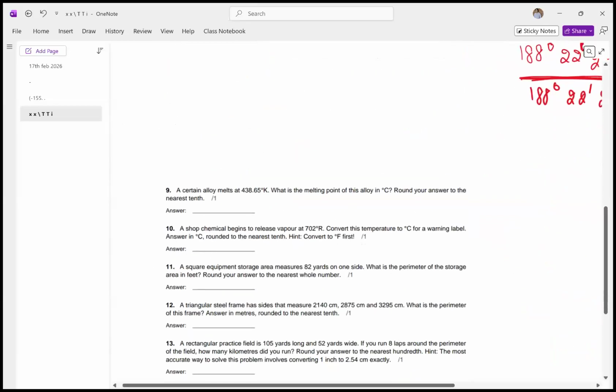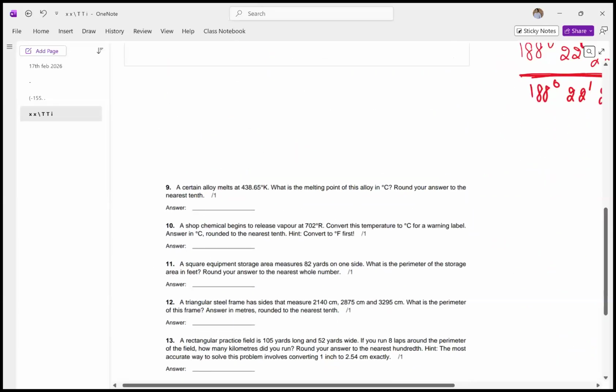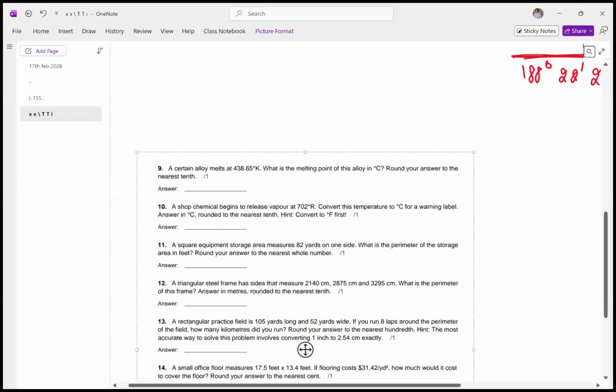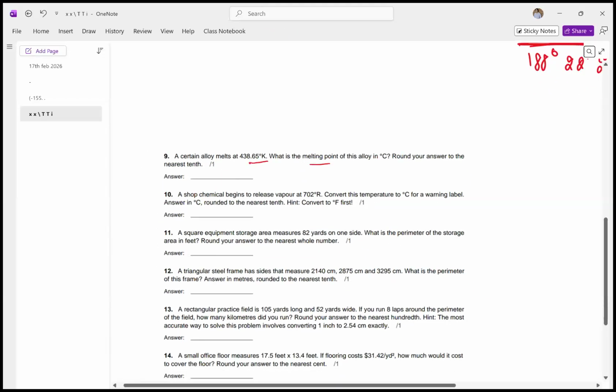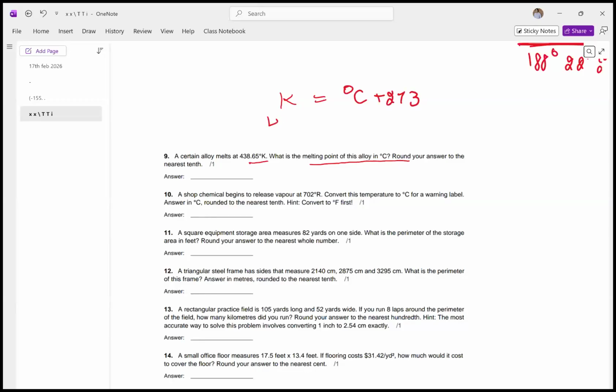Now let's look at question number 9. In this one, we are given a certain alloy that melts at 438.65 Kelvin. What is the melting point of the alloy in degrees Celsius? You're given a relationship on your formula booklet: Kelvin is equal to degrees centigrade plus 273. That is given to you, so you're just going to put the numbers in here.